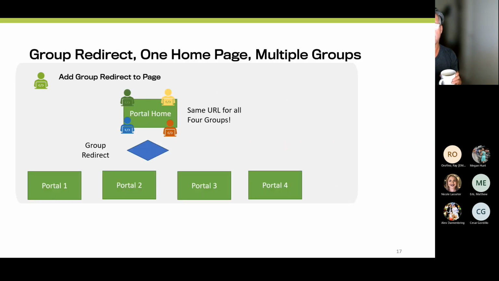So when the users land on that single URL, based on what groups they're in, Group Redirect pushes them to the correct portal page that they're supposed to be on. So you don't have to manage multiple URLs, multiple communications, or anything like that. Group Redirect takes care of it and redirects them to the correct area based on what group they exist in.